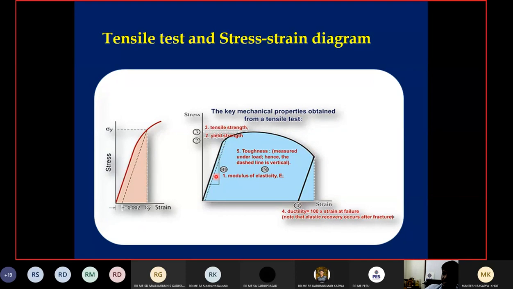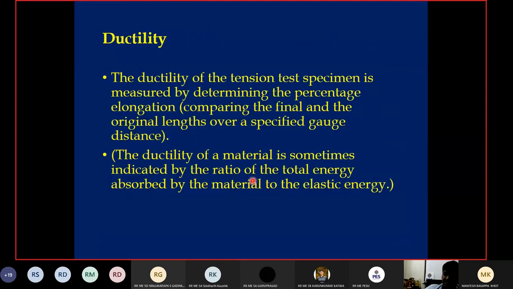So the ductility of any tension test specimen can be measured even by percentage elongation when compared with that of the original. The ductility of the material is sometimes indicated by the ratio of the total energy absorbed by the material to the elastic energy. This is also one of the ways of getting the ductility measurement.